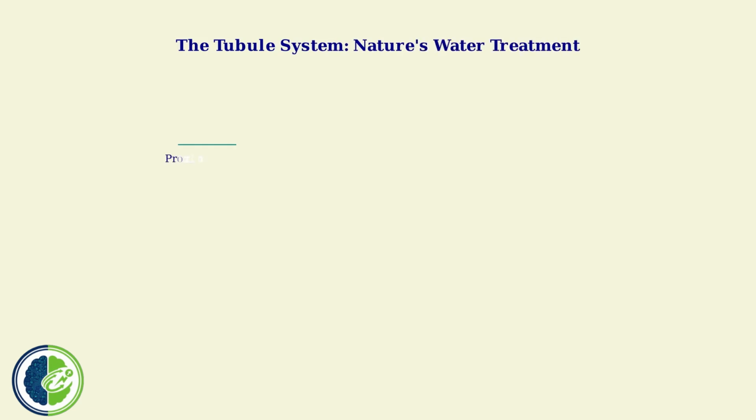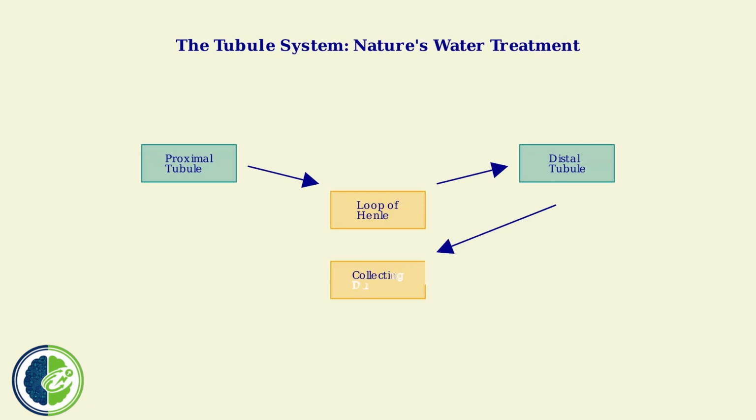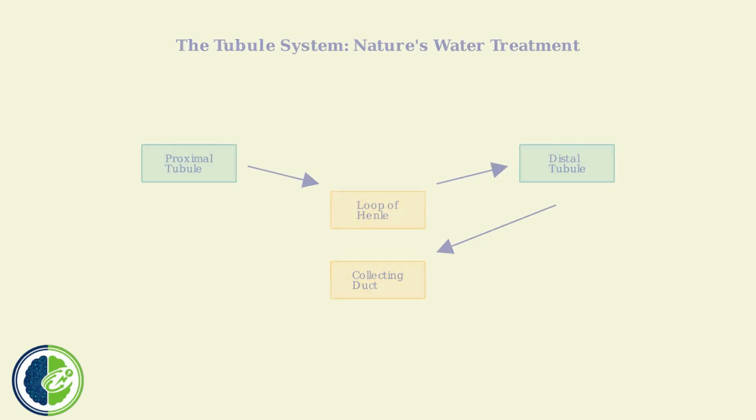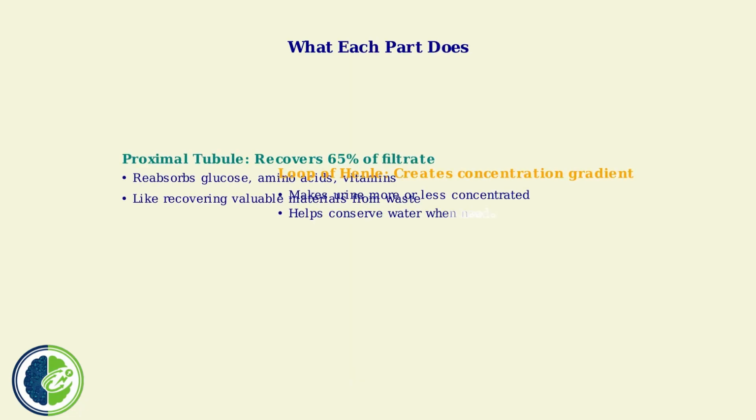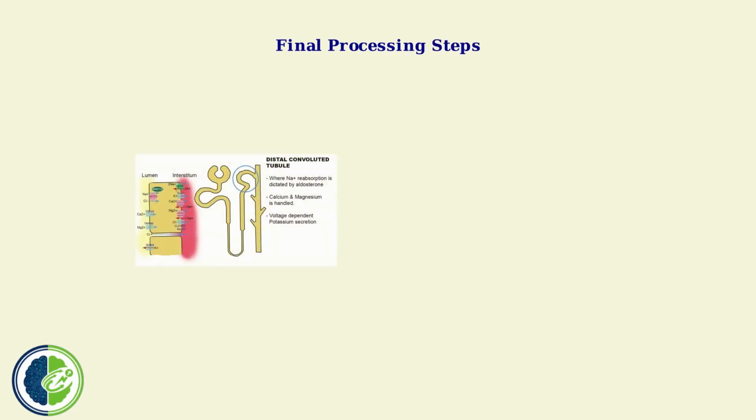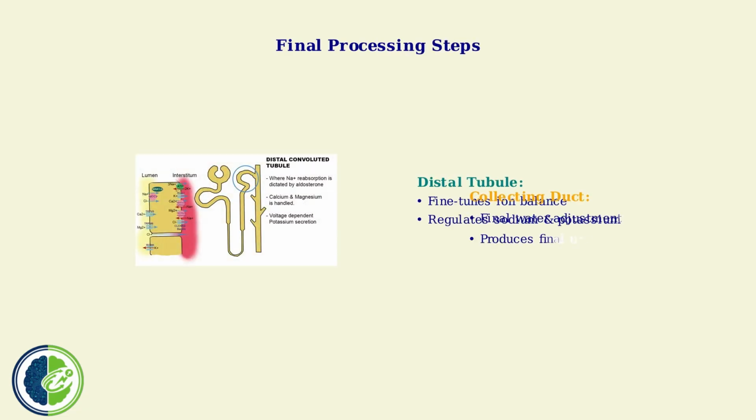After filtration, the liquid travels through a series of tubes. Think of it like the water treatment process in Lagos. Each stage removes different waste products and recovers useful materials. Now let's understand what each part does. The proximal tubule is like the first stage of water treatment. It recovers about 65% of useful materials like glucose and amino acids. The distal tubule fine-tunes the balance of salts and minerals, while the collecting duct makes final adjustments to water concentration. It's like having quality control at the end of the treatment process.